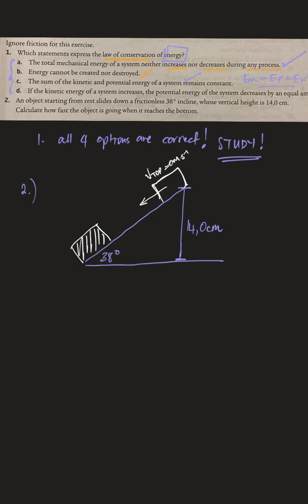They want to know how fast the object is going when it reaches the bottom. So remember what I said, it's not the bottom when it stops. They want the V of the bottom, which I don't know. So what they want now is V final. So we've got to sort that out.